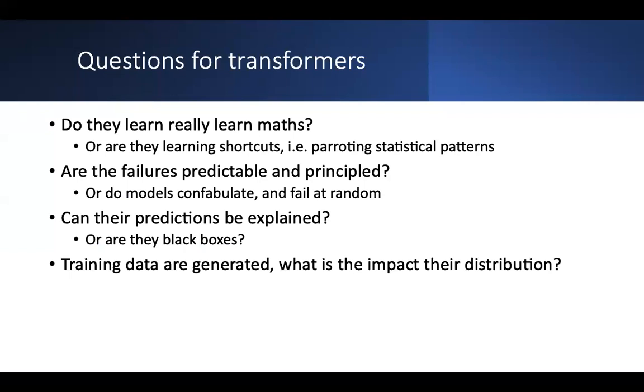Also, sometimes they fail. Are the failures predictable? Are they principled? Or does the model hallucinate, confabulate, as it's very often said? Second, can we explain the prediction? We saw all the problems with that in physics, or are the machines basically black boxes? And finally, a question which is specific to this. I generate my training data. What's the impact of the generator? How important is the way I generate the data on what my model can do or not do?